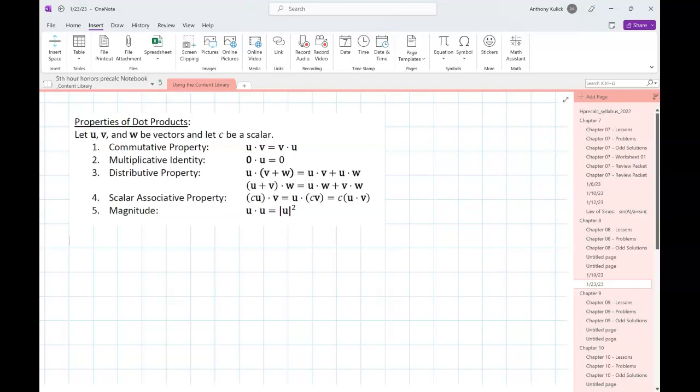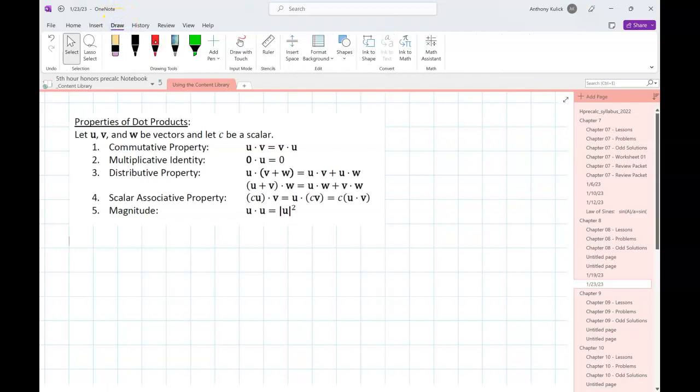So I think in the homework, we ask you to prove each of these. Let's prove one of them, just to give you a feel for how you go about doing this. So let's just do the first one.